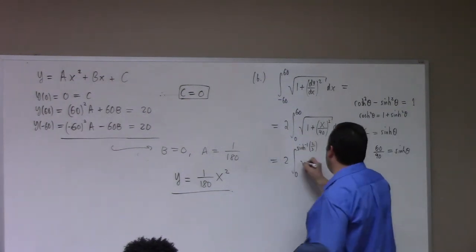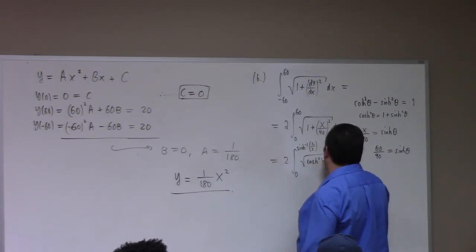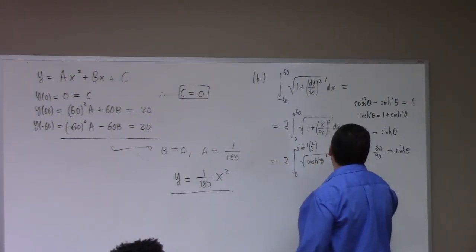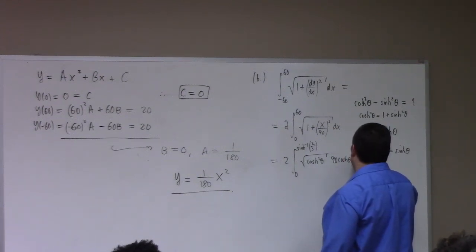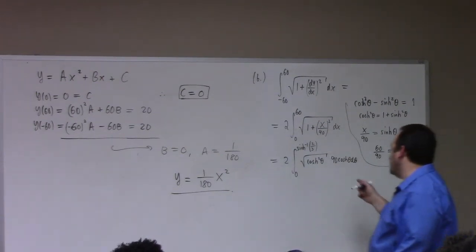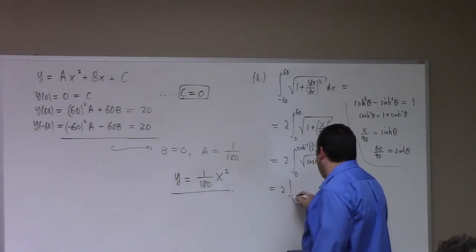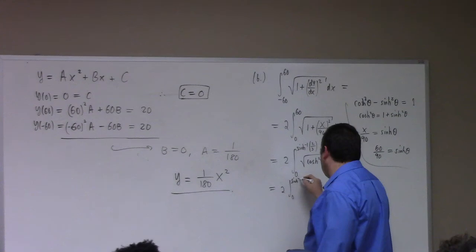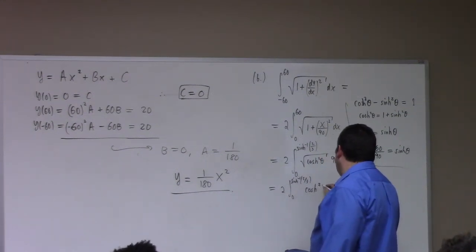And this is the square root of cosh squared theta. dx is what? Well, dx is 90 cosh theta d theta, right? And so we get 2 times the integral from 0 to inverse hyperbolic sine of 2/3 of cosh squared theta d theta.